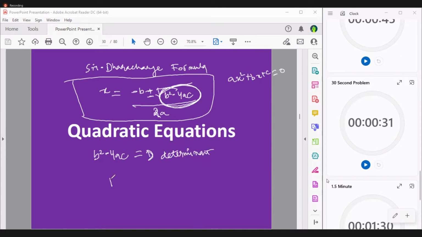Now if the value of D is equal to 0, then the roots are real and equal. If the value of D is greater than 0, then the roots are unequal, but they are still real.